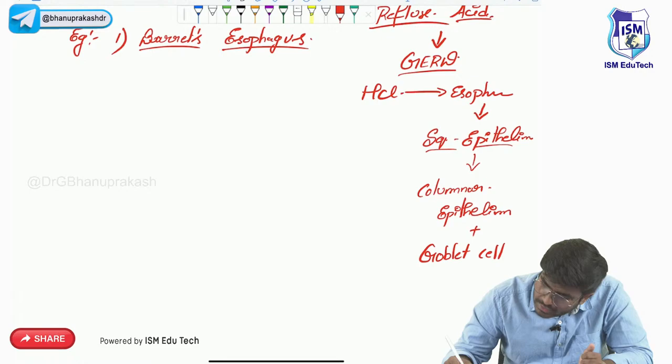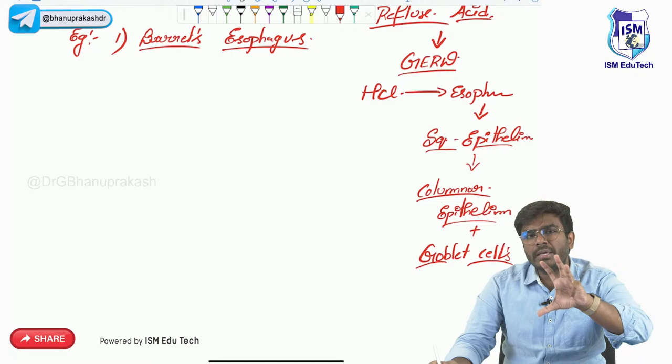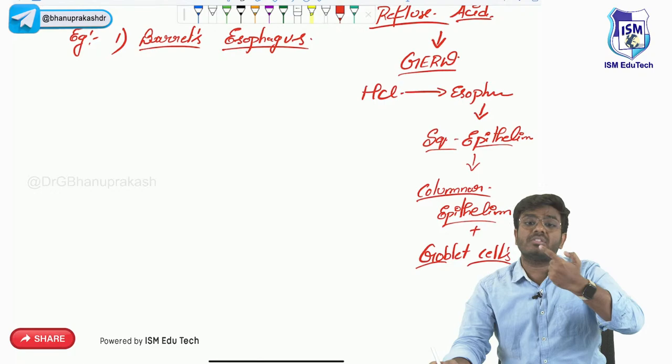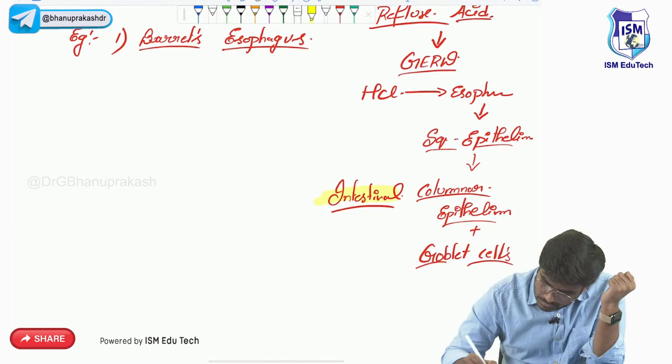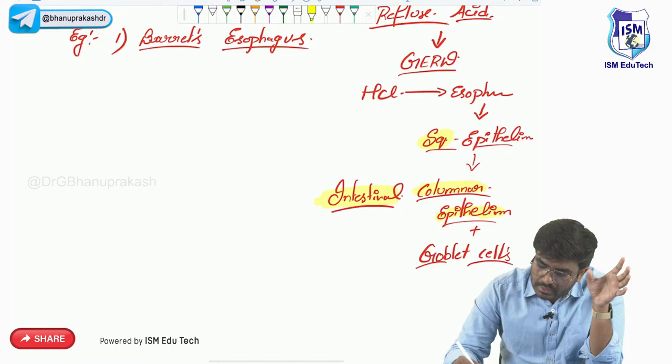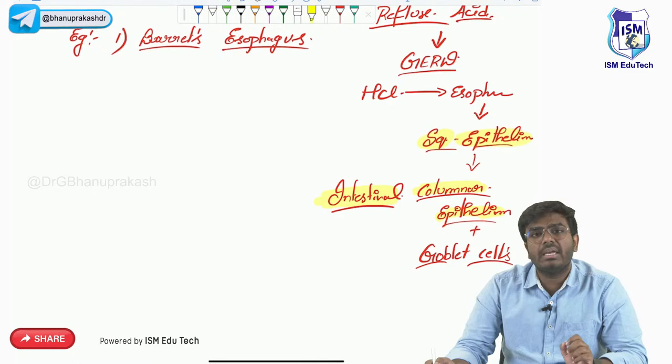Here comes the MCQ. Which type of columnar epithelium is being produced? Gastric columnar epithelium is being produced inside the esophagus? No, it's an intestinal type of columnar epithelium. Intestinal columnar epithelium is being produced inside the esophagus. So here the patient is having squamous metaplasia: squamous epithelium is now being converted into intestinal columnar epithelium along with the goblet cells.